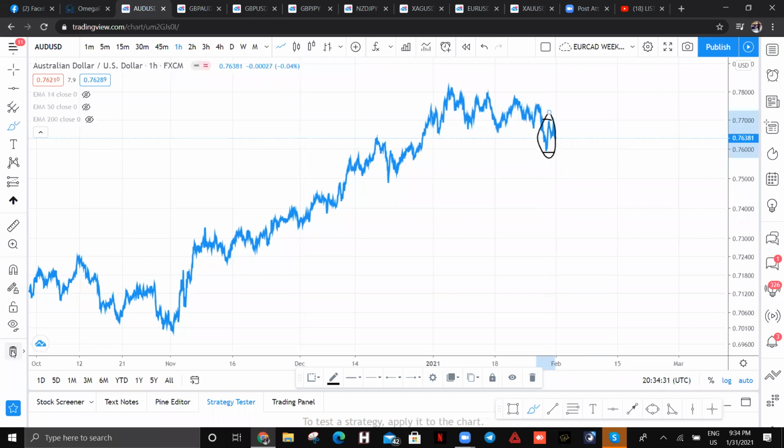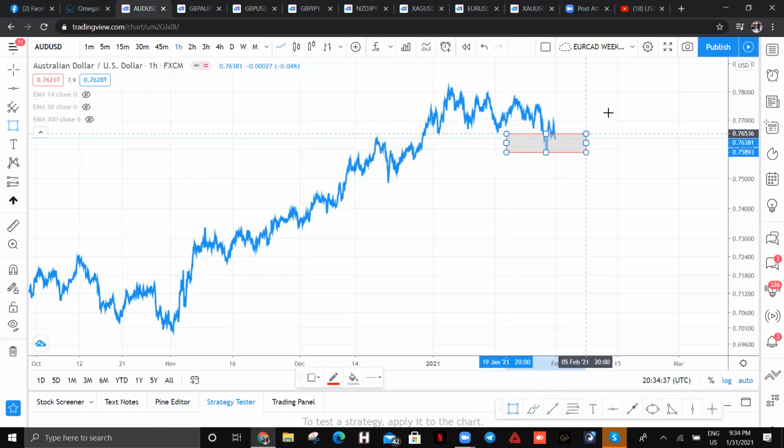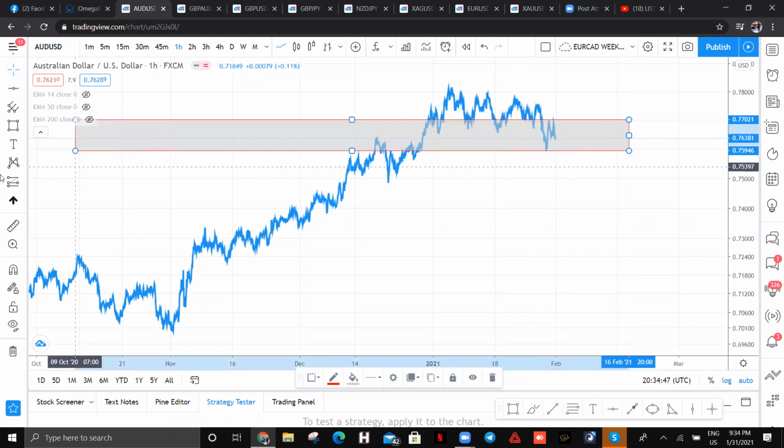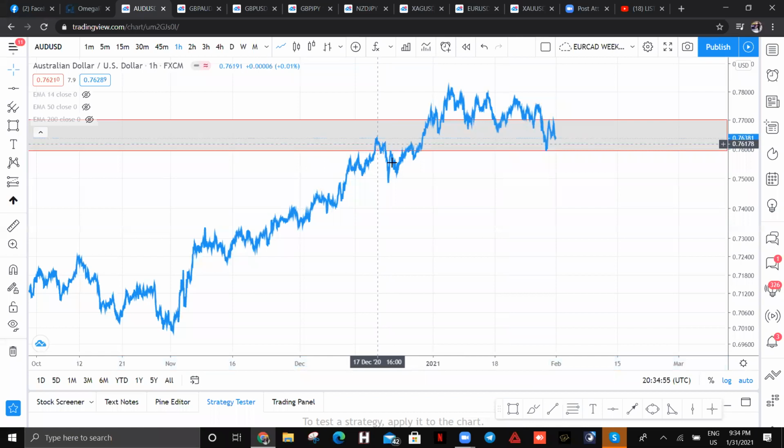So what I did was pick my rectangular box and draw from the tip of the pullback to the beginning of the pullback. Then I dragged it. Now, all this price here is another pullback that happened, but it's still within this resistance zone.